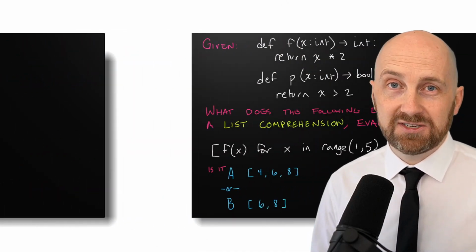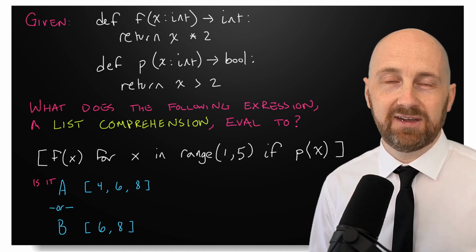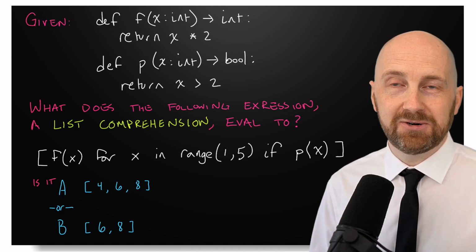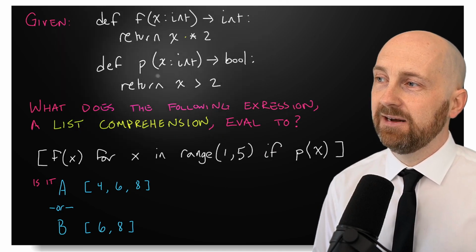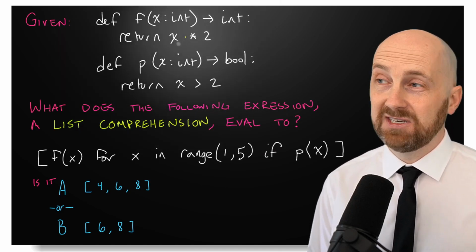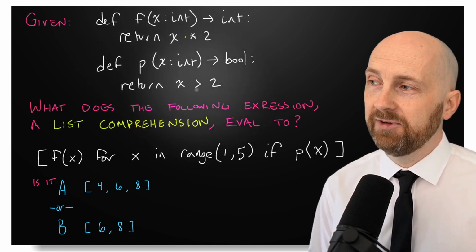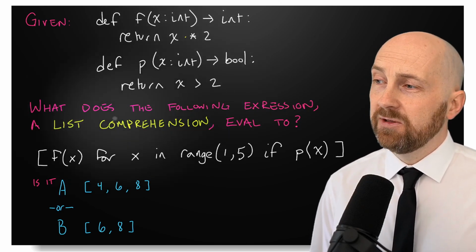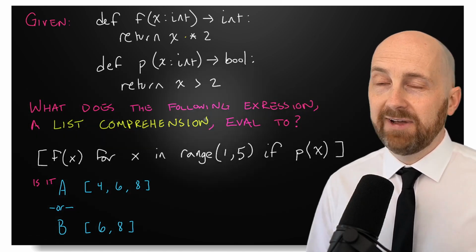And I want to give you a chance to solve a little puzzle without being told what a list comprehension is, and see if you can figure it out on your own. So imagine you're given two function definitions, a function f and a function p. F is just doubling whatever argument you give it, and p will return true if the argument you give it is greater than 2. So the following list comprehension, which is what you see in white here, will evaluate to either A or B.